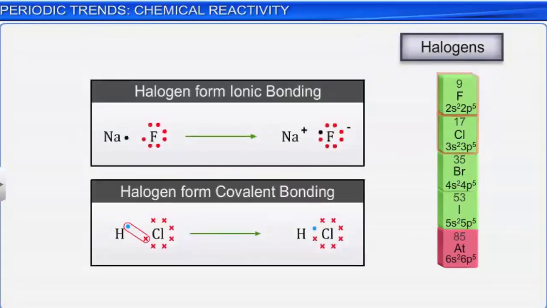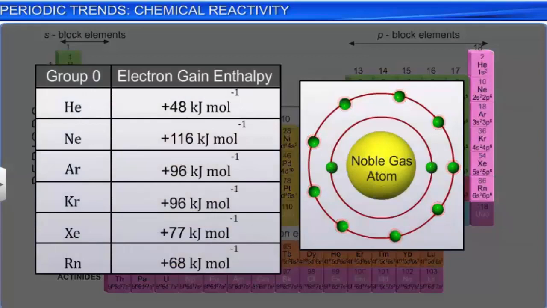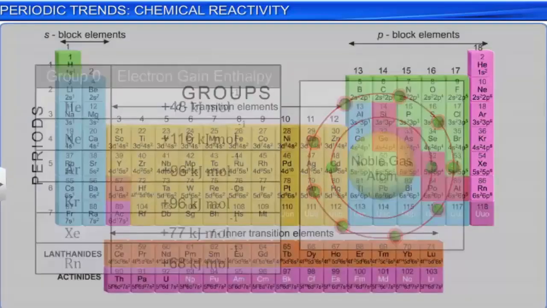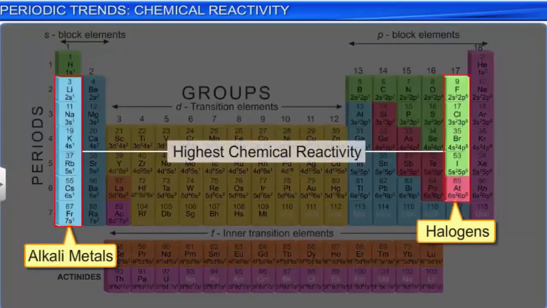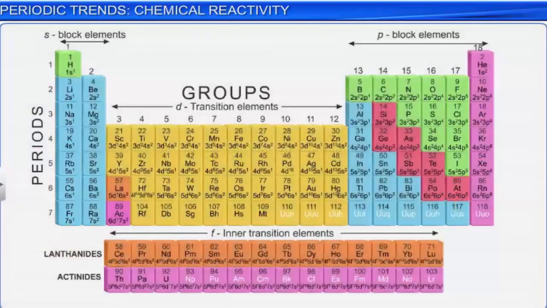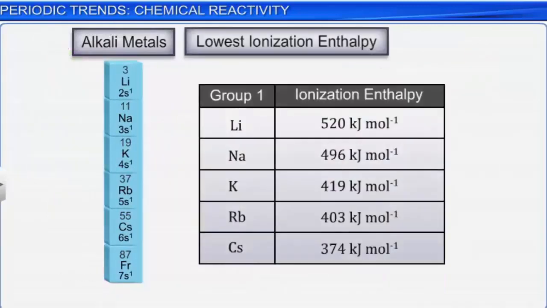This is in contrast to the noble gases that have completely filled outer electronic shells and thus exhibit a positive electron gain enthalpy and the least reactivity. Chemical reactivity is the highest for both alkali metals and halogens. The maximum chemical reactivity at the extreme left of a period among the alkali metals is due to the lowest ionization enthalpy, which enables it to lose an electron that leads to the formation of a cation.